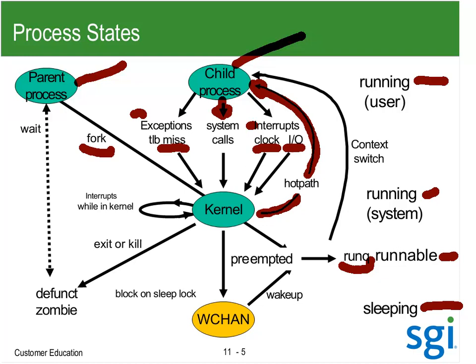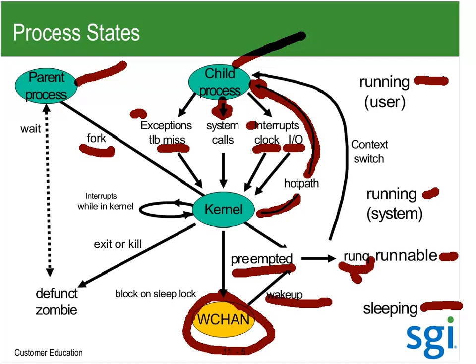So if I get a clock interrupt, I might get preempted by the CPU scheduler and put back on the run queue. If I have an I/O interrupt, or I went to sleep, actually, I went to sleep on an I/O, I did a read and had to go down to WCHAN. WCHAN is the kernel subroutine that I went to sleep on. Then the I/O interrupt comes along and wakes me up, and I get put back on the run queue after the wake up. So WCHAN is also referred to as a blocked process.